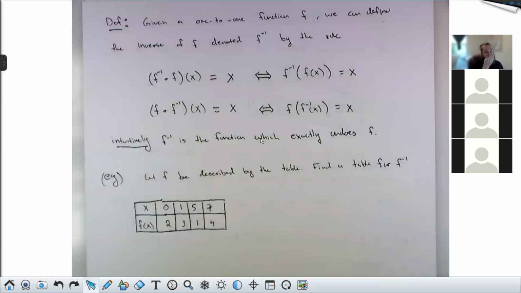So we should first ask ourselves, does this table represent a one-to-one function? How would you answer that? No, because they don't share inputs.